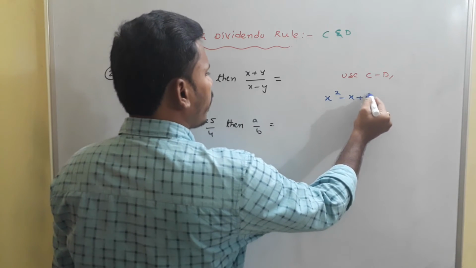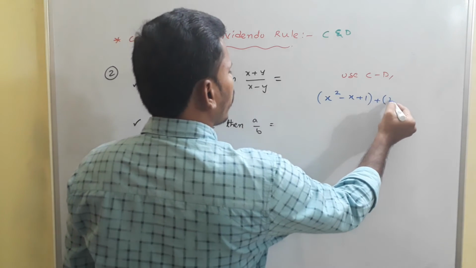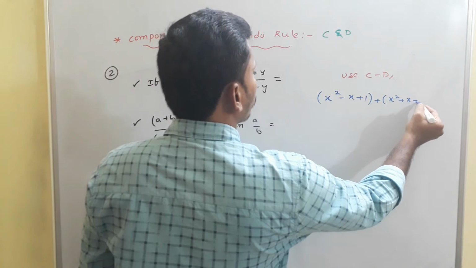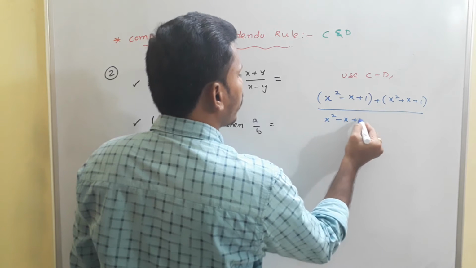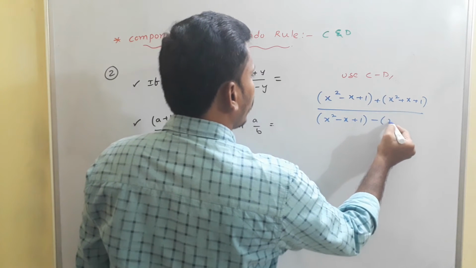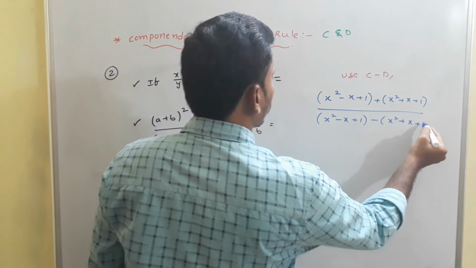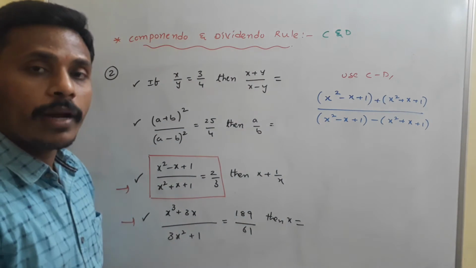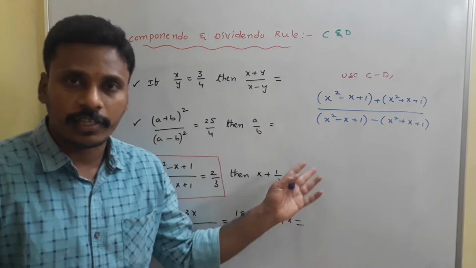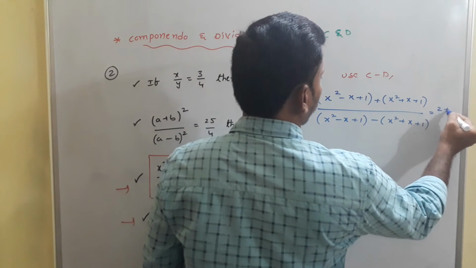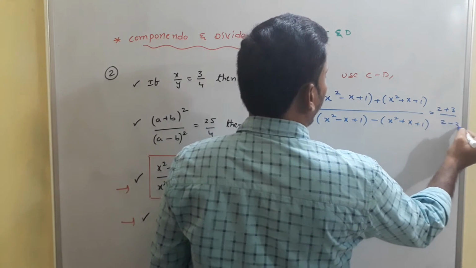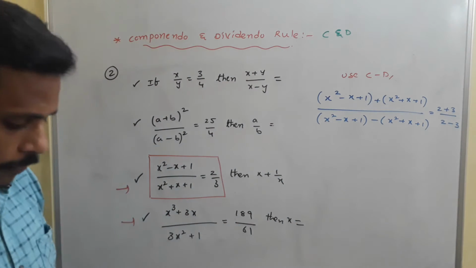Numerator is x square minus x plus 1 plus denominator x square plus x plus 1, divided by numerator x square minus x plus 1 minus denominator x square plus x plus 1. Numerator plus denominator by numerator minus denominator on the left side, whereas on the right side, again, 2 plus 3 divided by 2 minus 3. You just try to simplify.